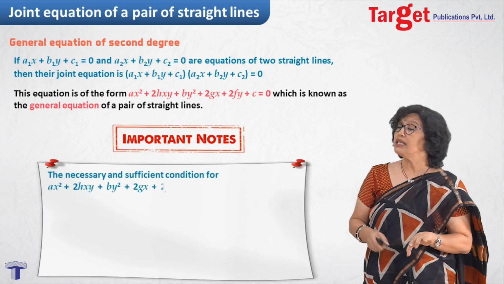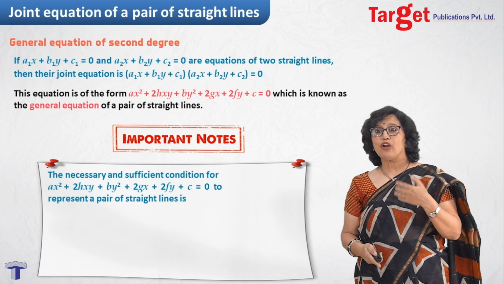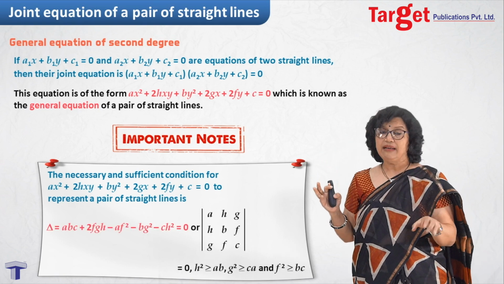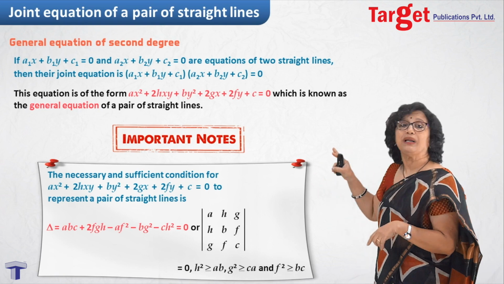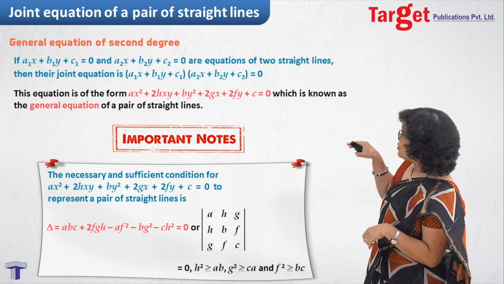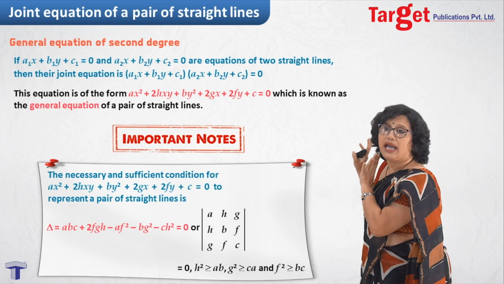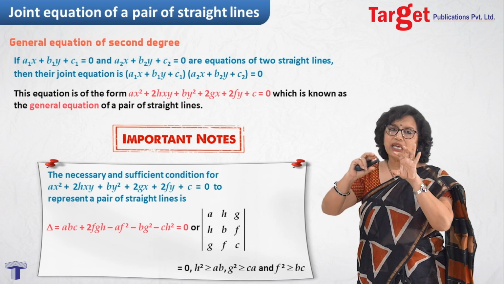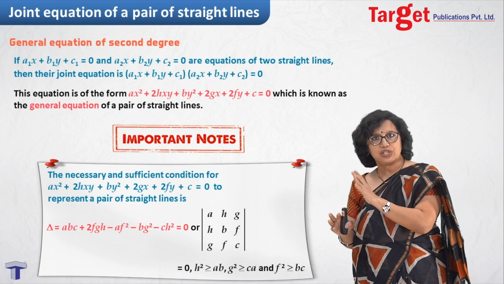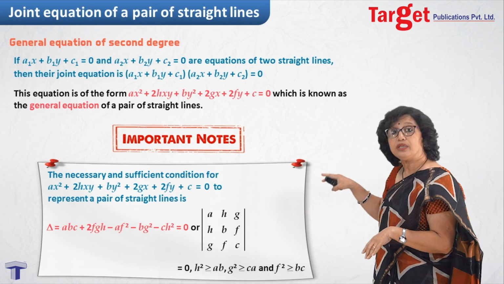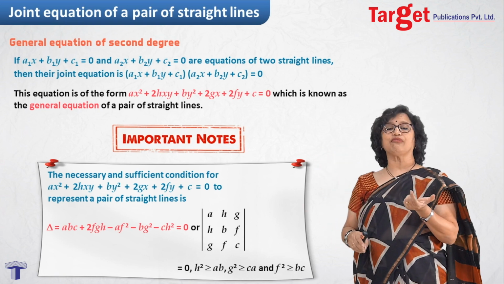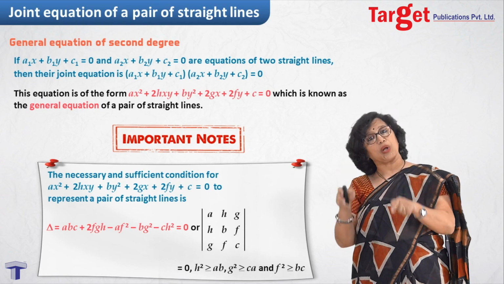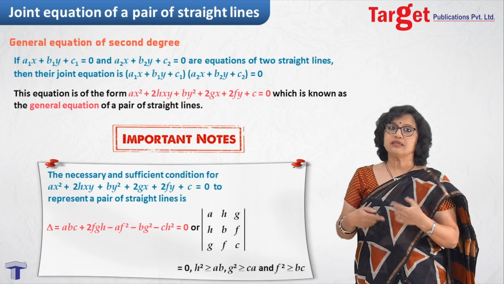And the condition is that if it has to represent a pair of lines, then I'm using for the entire expression the name delta, and that expression is abc plus 2fgh minus af square minus bg square minus ch square. Now this entire expression's value should be 0. This means if you are given one equation in which those a, b, c, f, g, h etc. are available, substitute the respective values here and evaluate the value of delta. If that turns out to be 0, then that equation represents the joint equation of straight lines. This is how we would proceed.